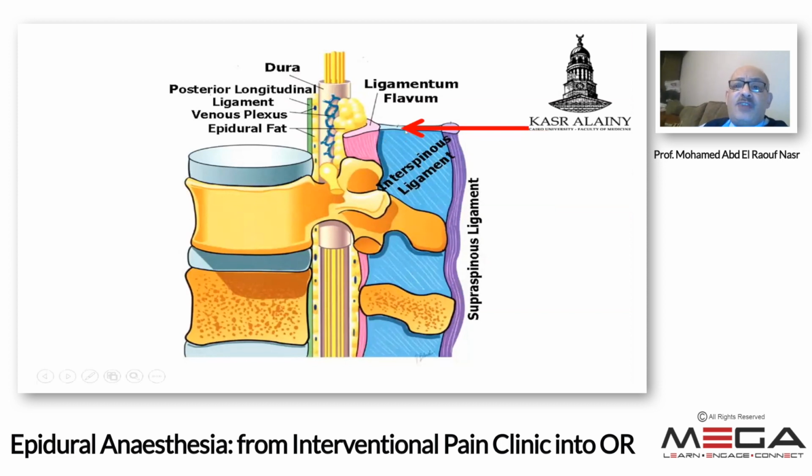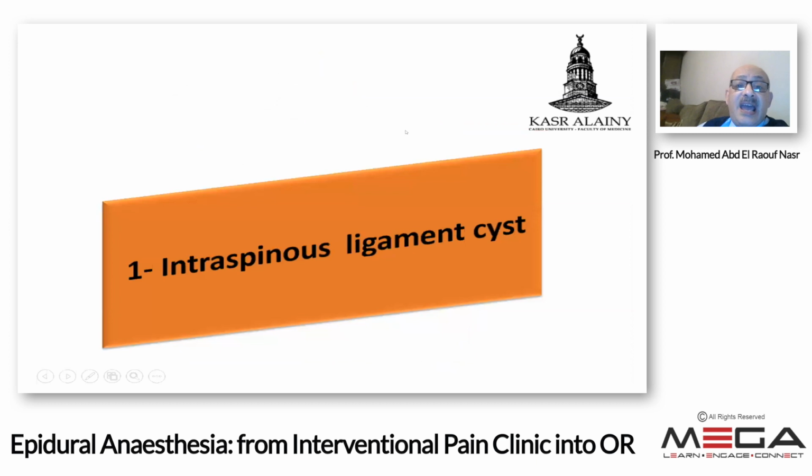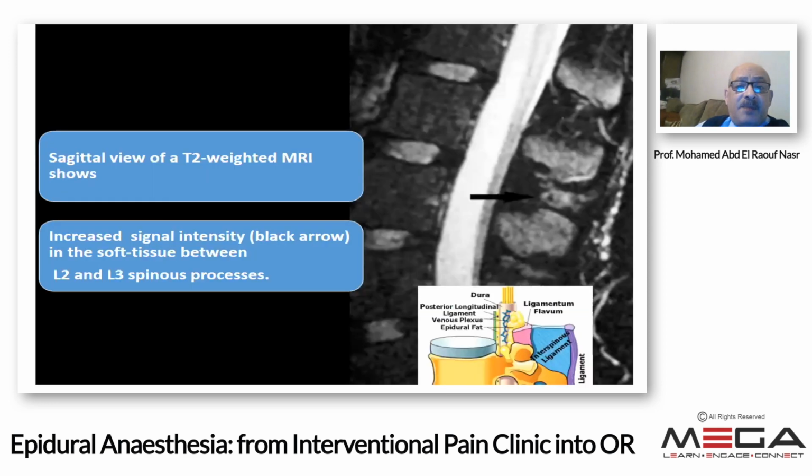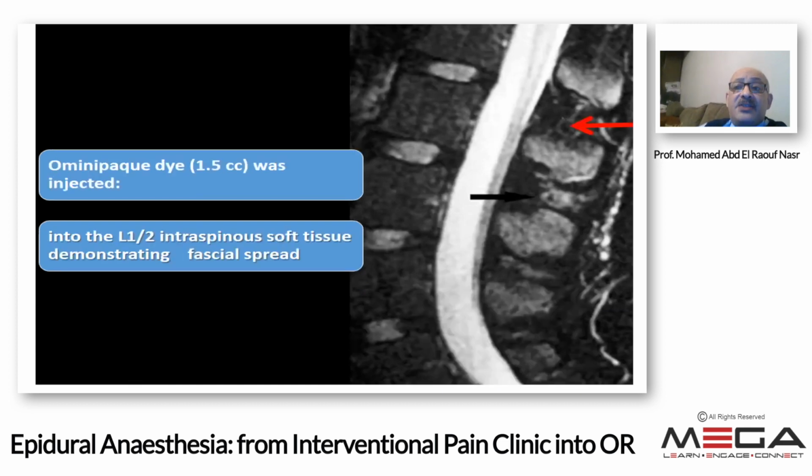I will start anatomically. First, we pass through the interspinous ligament, and in the literature, there is the interspinous ligament cyst. Here, a patient presented with localized midline back pain, exacerbated by extension. When they did an MRI, they found an L2-L3 cyst, as shown here by the black arrow. They injected a dye at L1-L2, the level above. This is a normal fascial spread.